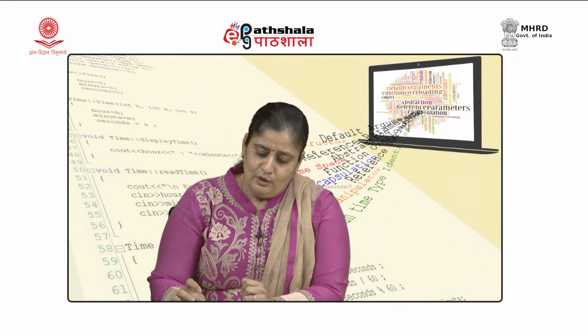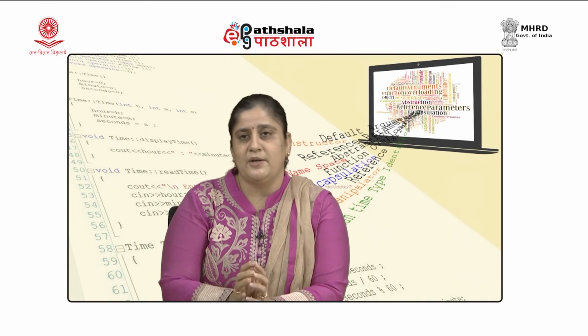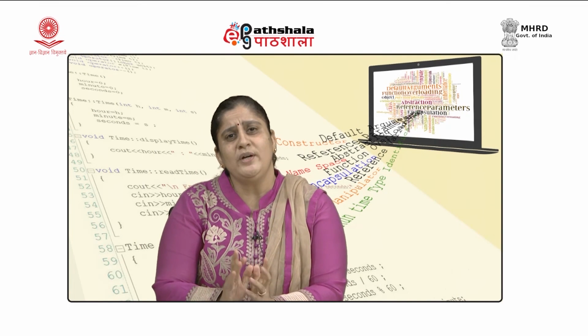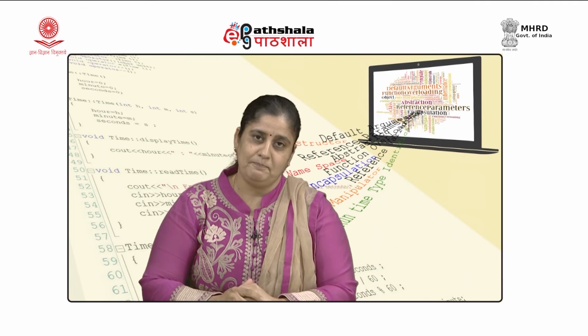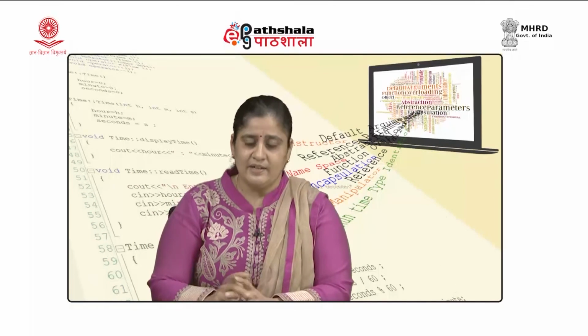Now, if you look at this student list, you would realize that this student list in itself is an abstract data type. How is it an abstract data type?